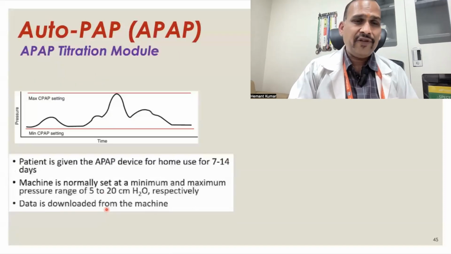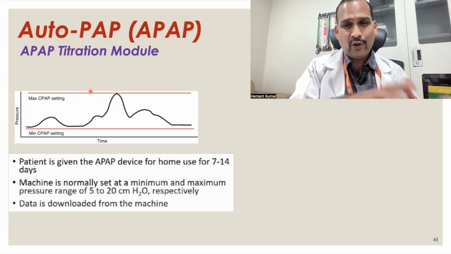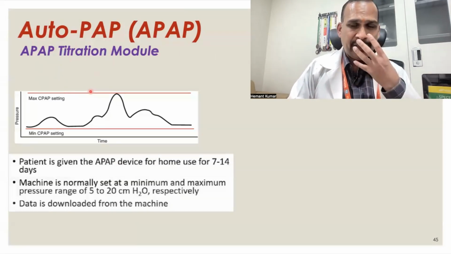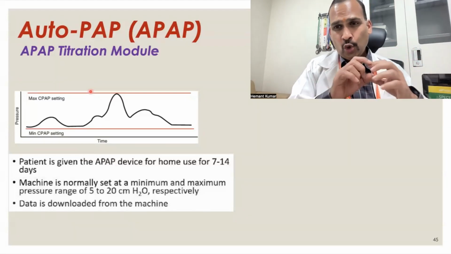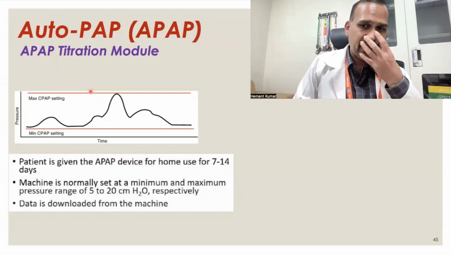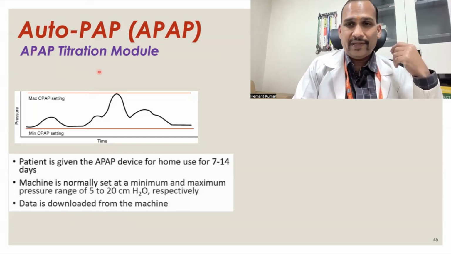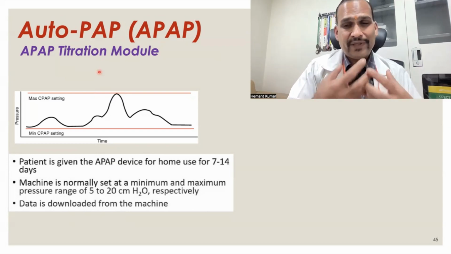For home, we have to use an autopap machine. So what is the difference between CPAP and autopap? CPAP gives continuous pressure, the same pressure. If you set, for example, 8 centimeter of water, the whole night it will give 8 centimeter of pressure. But autopap will give different pressure depending on the requirement of the patient.